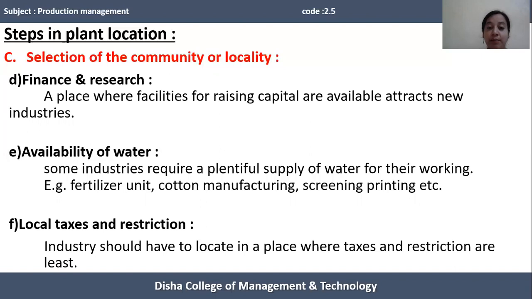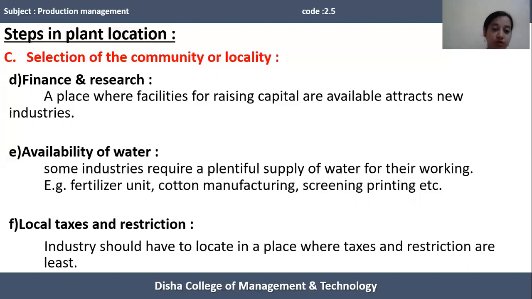So this type of plant should be located near a coastal area so that they are able to get the required water from rivers and lakes. So this type of industrialist should identify a location where water facilities are available. Where there is enough water, they have to identify that place, that area, for locating their plant.